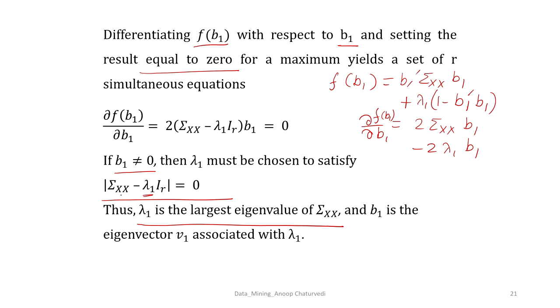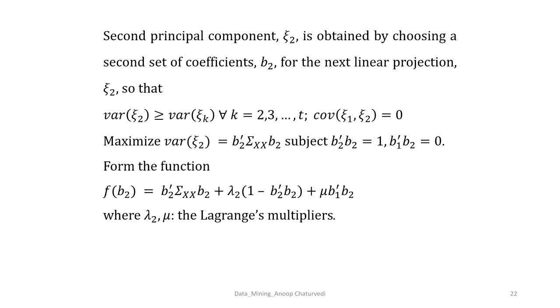And since with the first principal component, you are interested in explaining the largest variance, or capturing the largest variance, we take the largest eigenvalue of sigma xx here, and b1 is the eigenvector v1 associated with this largest eigenvalue. From here, you obtain v1. Then you have to obtain the second principal component psi 2.